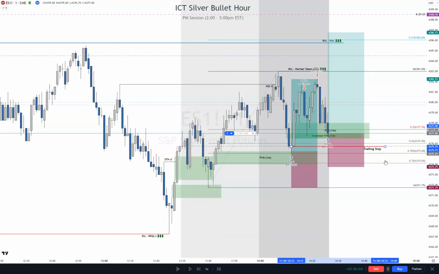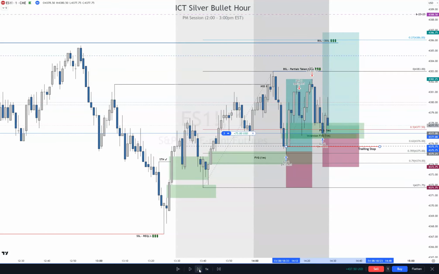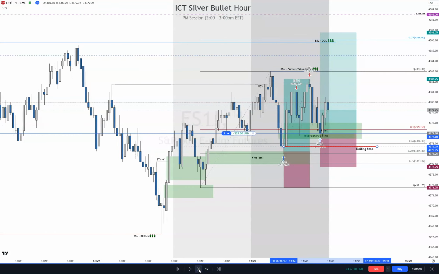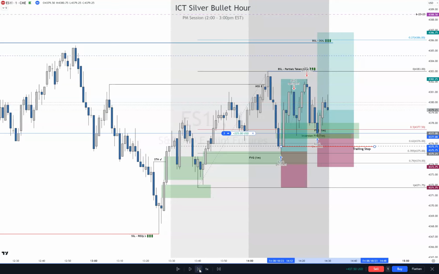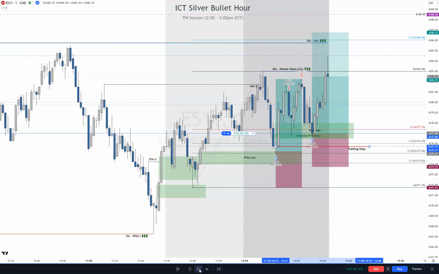Where would I take my partials? I take my partials right here at this high. So let's move that down. Let's see what happens here. Alright, so we sell 1 there. We take our trailing stop and move it here to one tick above.